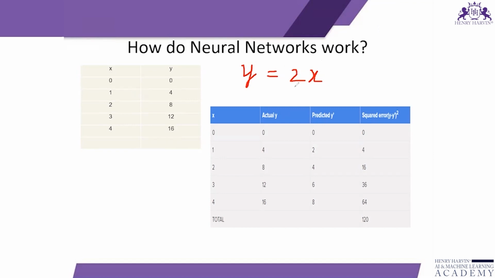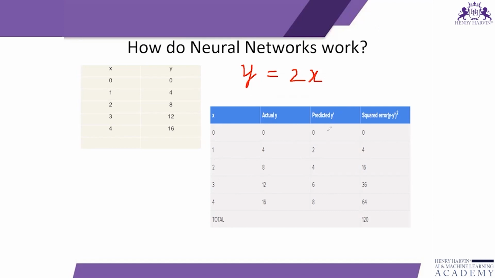So what is 2 here? 2 is the weight. And what is this X? These are the values of X. Clear? So now the X values are written, along with the actual Y. Now the predicted Y. How do we predict this value of Y? Y is equal to 2X. So 2 into 0 is 0, 2 into 1 is 2, 2 into 2 is 4, 2 into 3 is 6, 2 into 4 is 8.